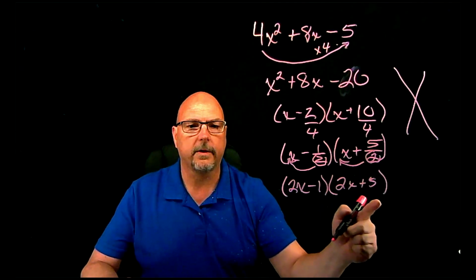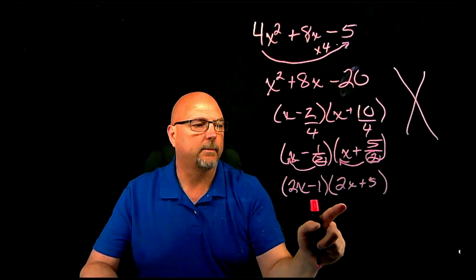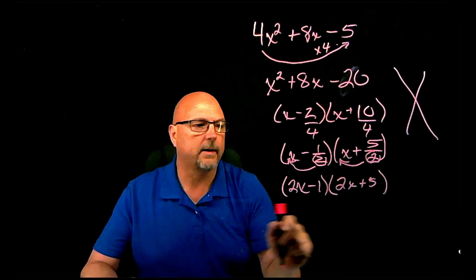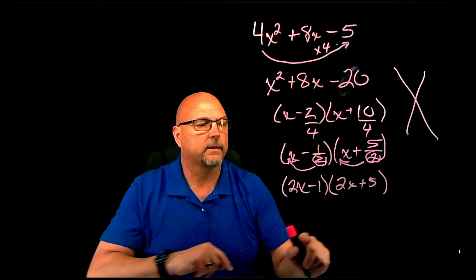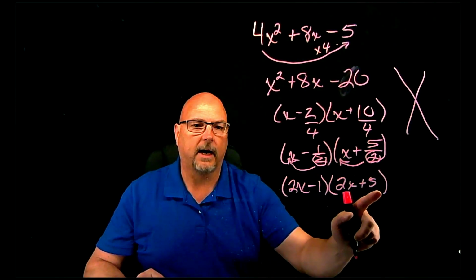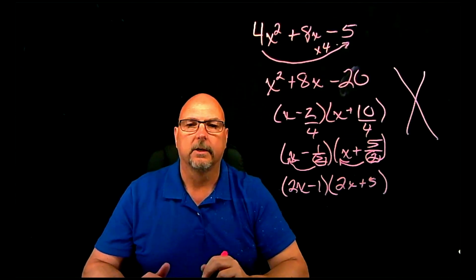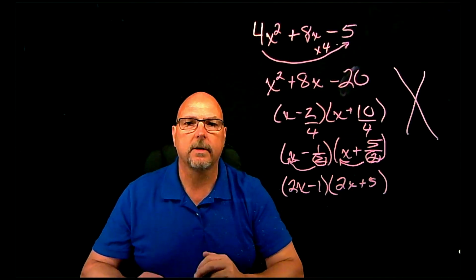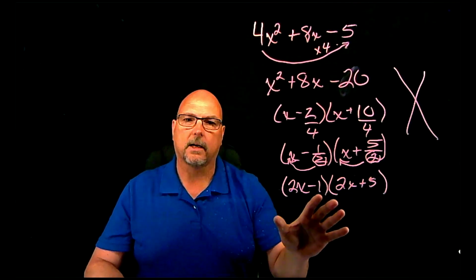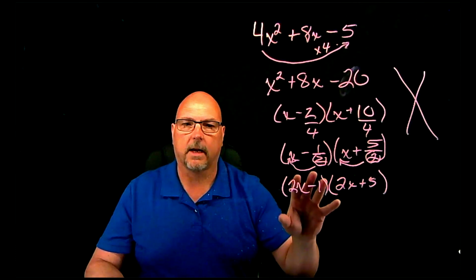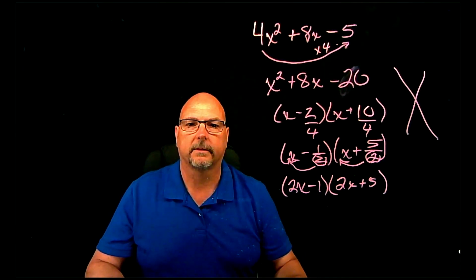If I FOIL this, I will end up where I started, right? 2x times 2x, that's 4x squared. 10x and negative 2x, that's my 8x. And negative 1 times 5, that is my negative 5 up here. So I hope you thought that was really cool. I'll show you a couple more examples of that, because you really have to try it a couple times to get the hang of it. When I first learned this, I had to practice it a few times.